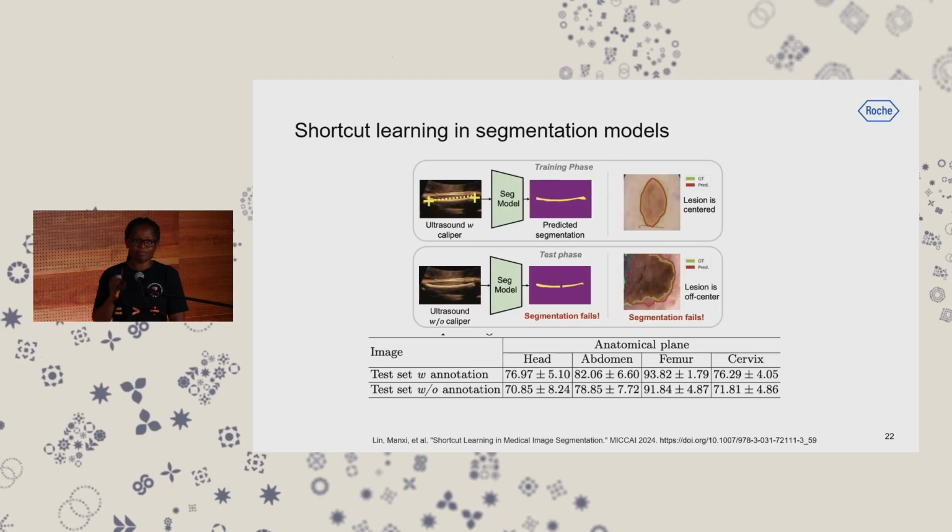Now, segmentation is the gold standard for medical imaging when you draw things. But when you have things like a caliper, which is a ruler on this ultrasound, the model does a very good job. It's centered its predictions. But when you start to remove the shortcut, the model starts to struggle about figuring out where things are.